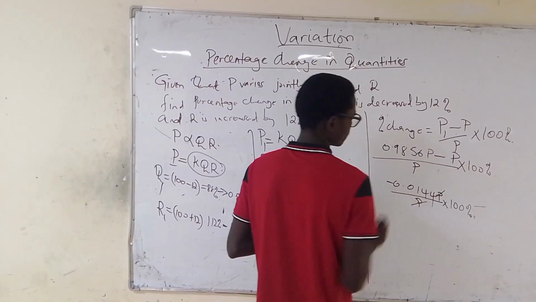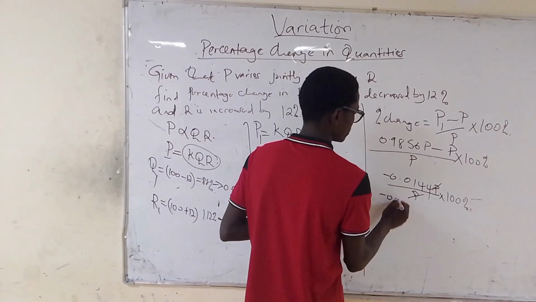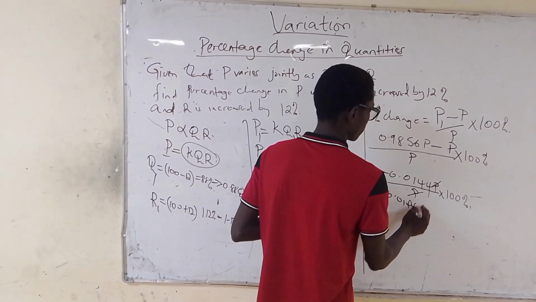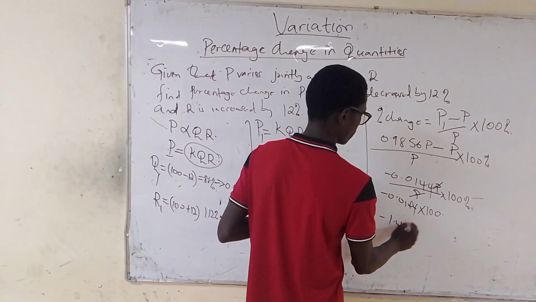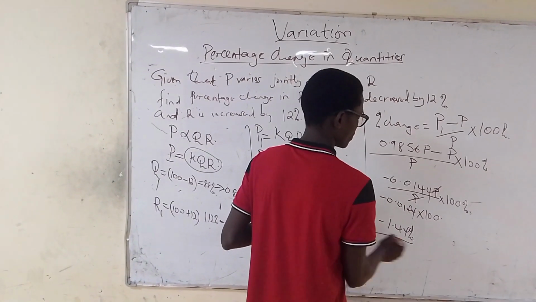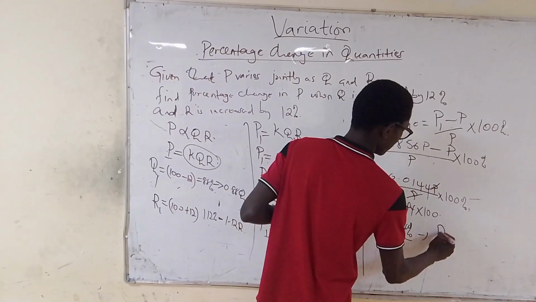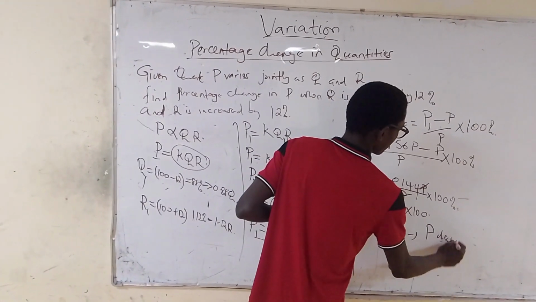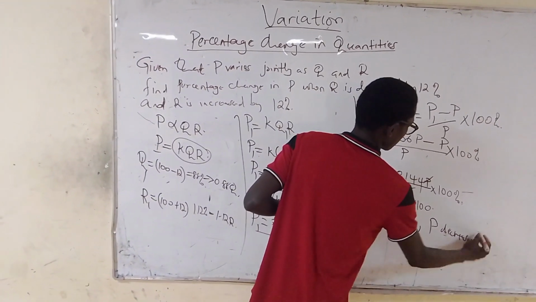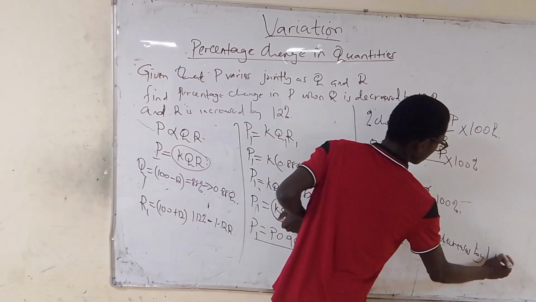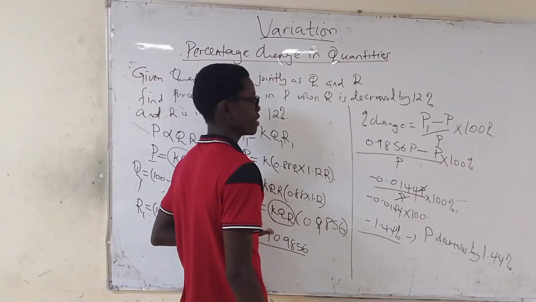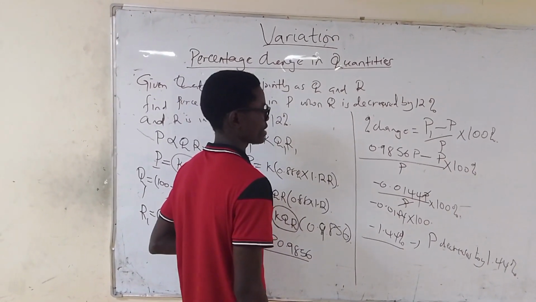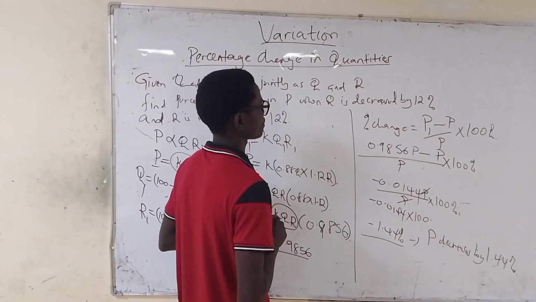This is negative, so it's negative 0.0144 multiplied by 100. That is negative 1.44%. So we conclude and say that P decreases by 1.44%. That is how we work it out.